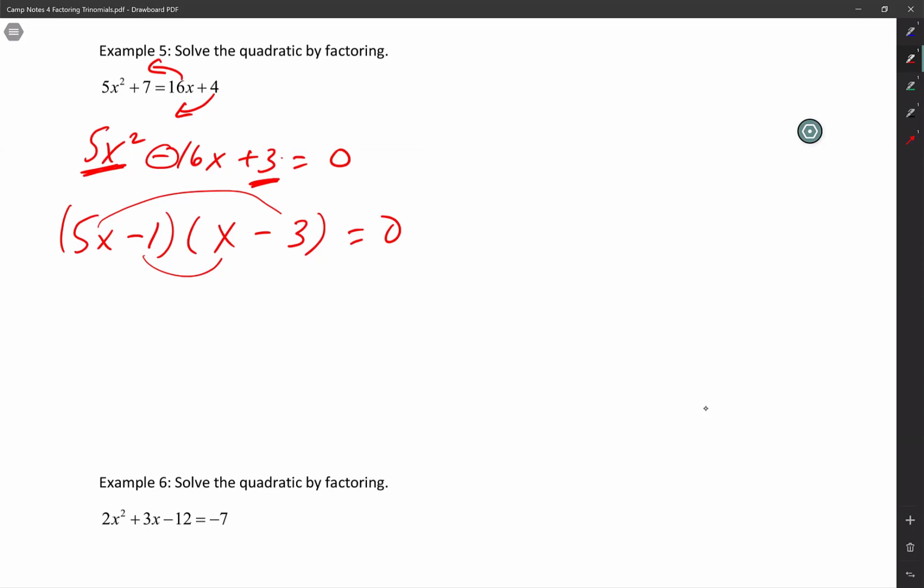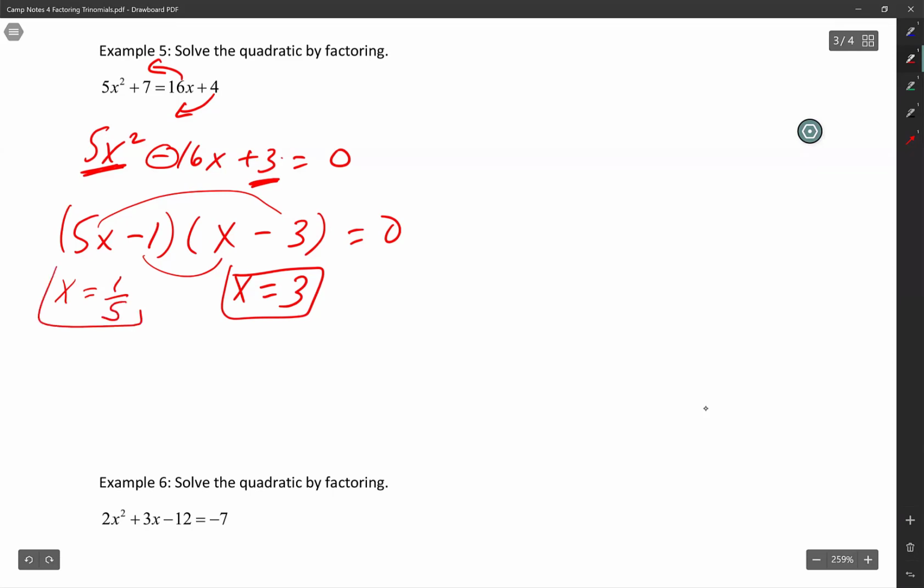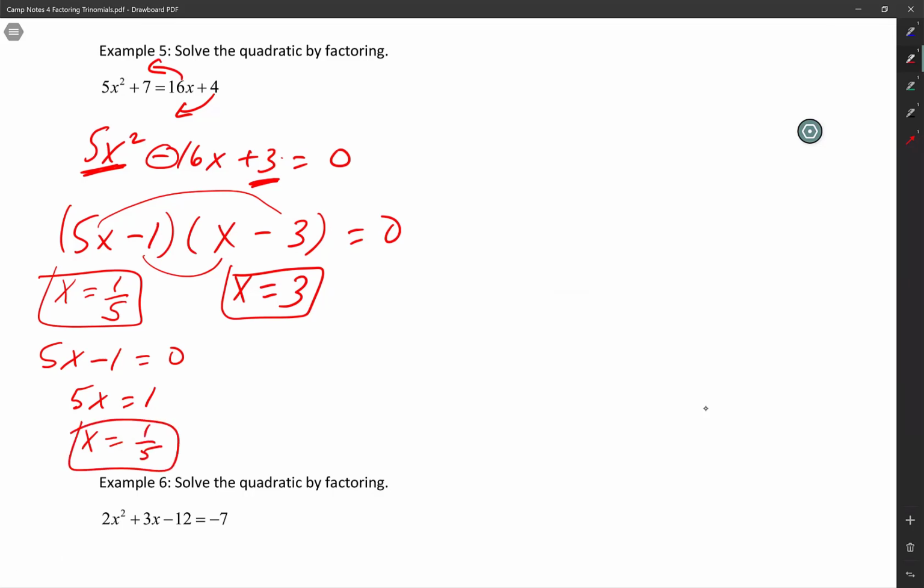The only way to get this expression to equal 0 is if x equals 3. If x is 3, 3 minus 3 is 0. 0 times anything is 0. The other answer that will make the 5x minus 1 equal 0, to be specific, is if x equals 1/5. In case you don't know how to do that really quick, you just go 5x minus 1 equals 0, move the 1, 5x equals 1, divide by 5, x equals 1/5. See? And that's it, guys. It really is that simple.